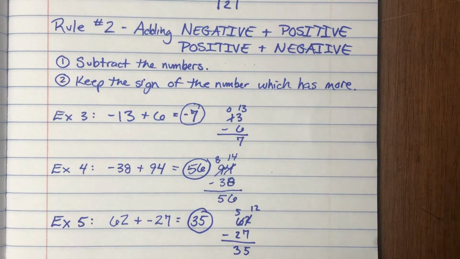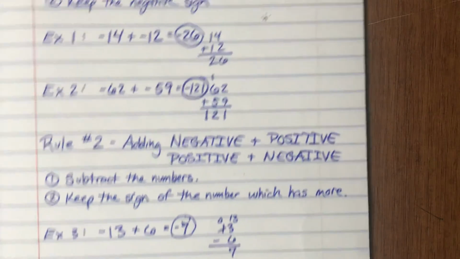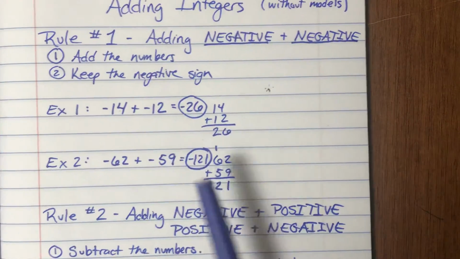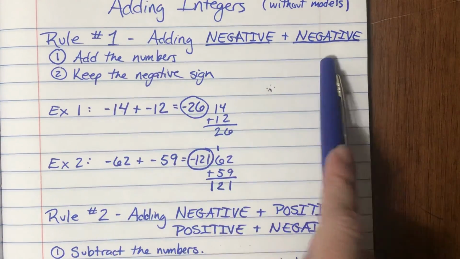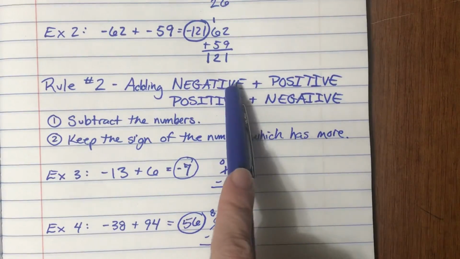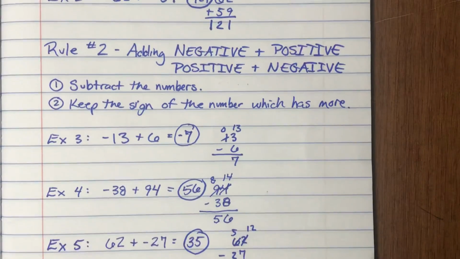So your practice for the majority of this week is going to be to practice using the rule to add integers, negative and positive numbers together, much larger numbers. You should not have to model, but you're either going to use rule 1, adding negative and negative, or rule 2, adding a negative and a positive in order to complete these problems.